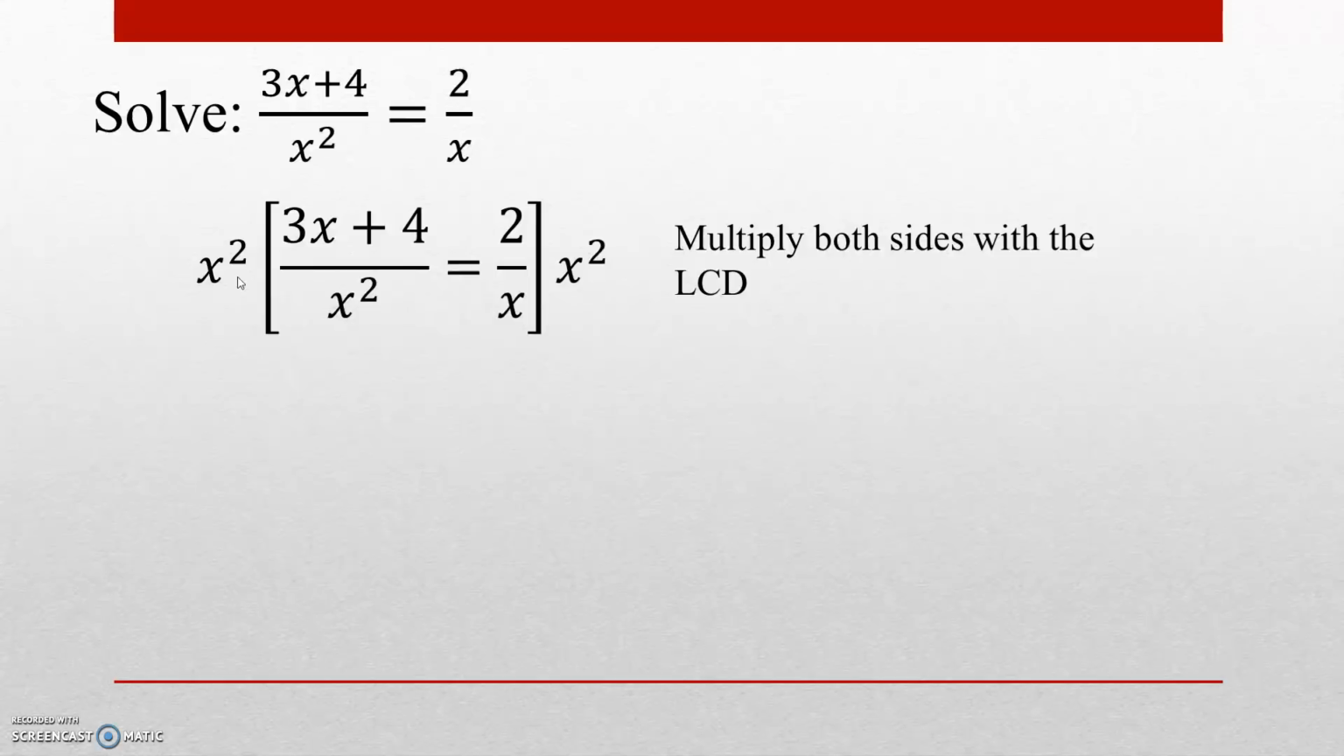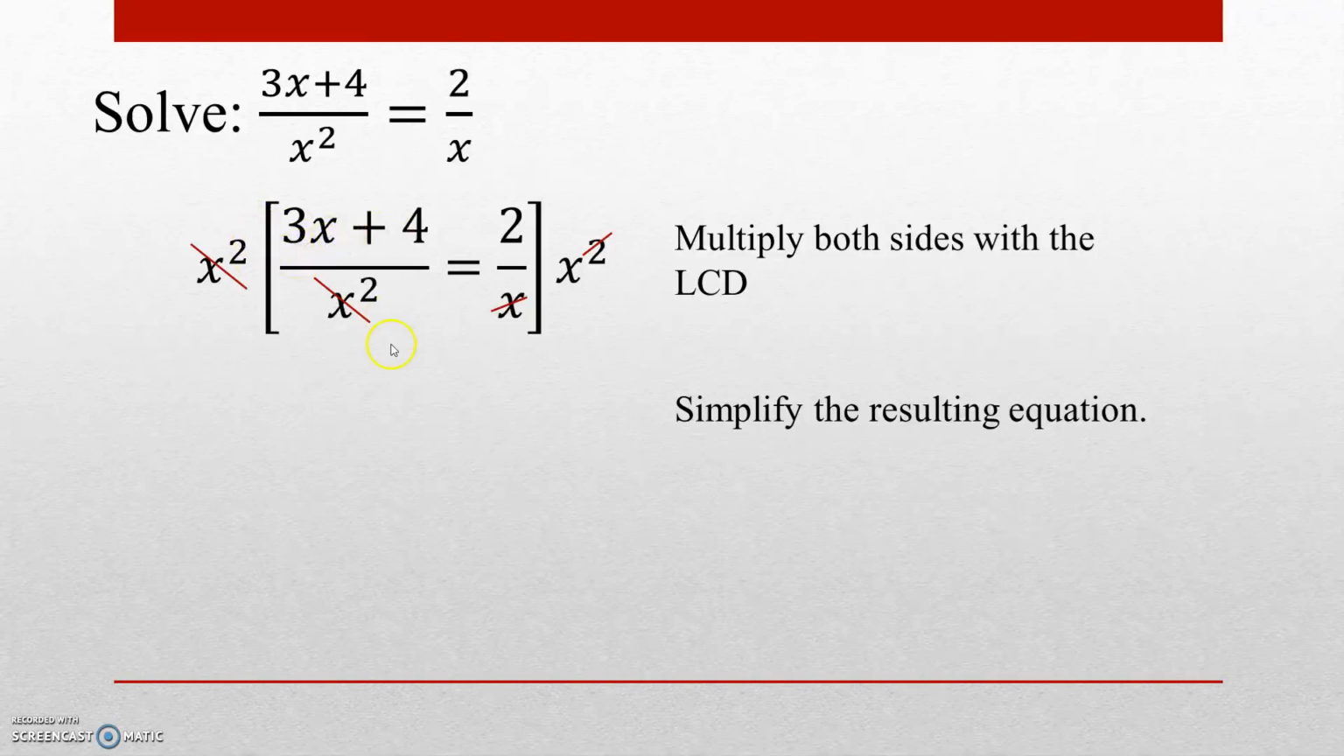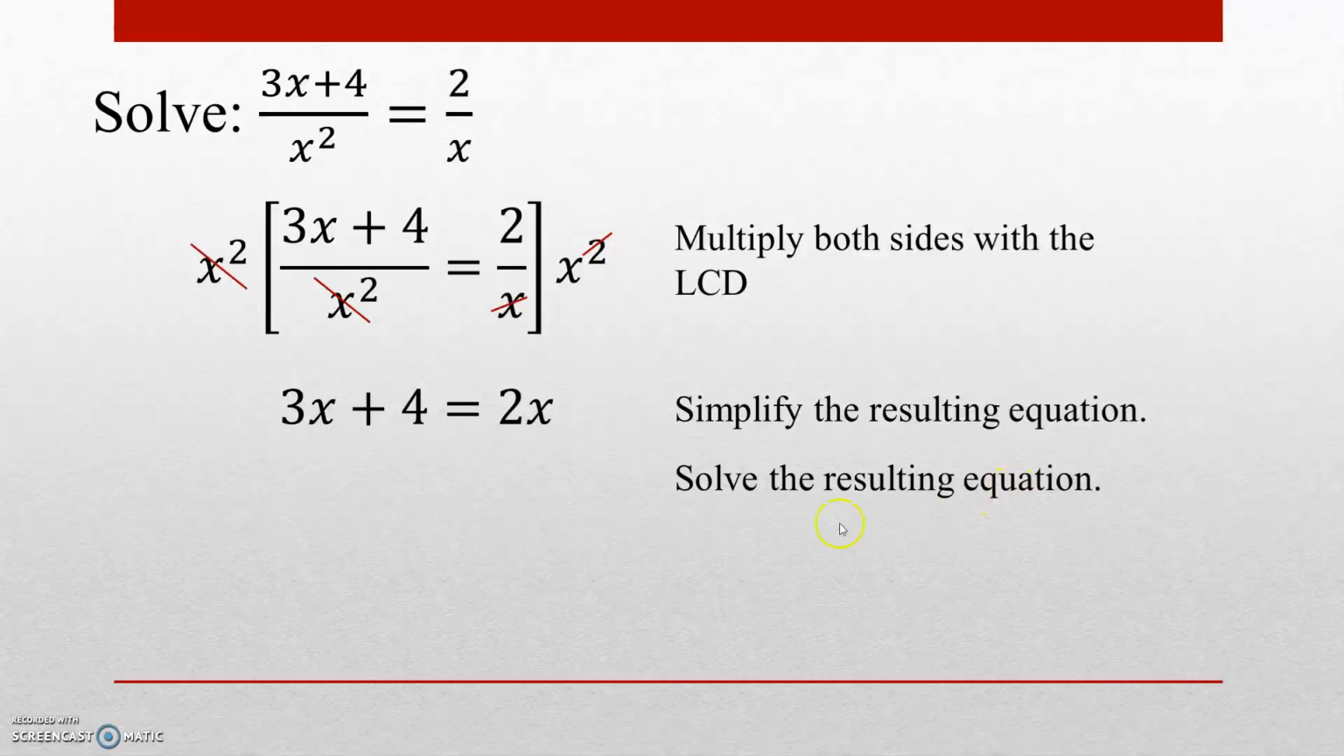So, as you can see, parehas tong dalawa, pwedeng i-cancel out yan. At ito naman, x squared over x equals x lang. Kasi may dalawang x dito at may isang x dito. Pag tinanggal mo yung isang x dito, 1x is left dito naman. So, second step, simplify the resulting equation. So, 3x plus 4, kasi wala namang naiwan dito. Then, equals 2 times x equals 2x. So, next step, solve the resulting equation.